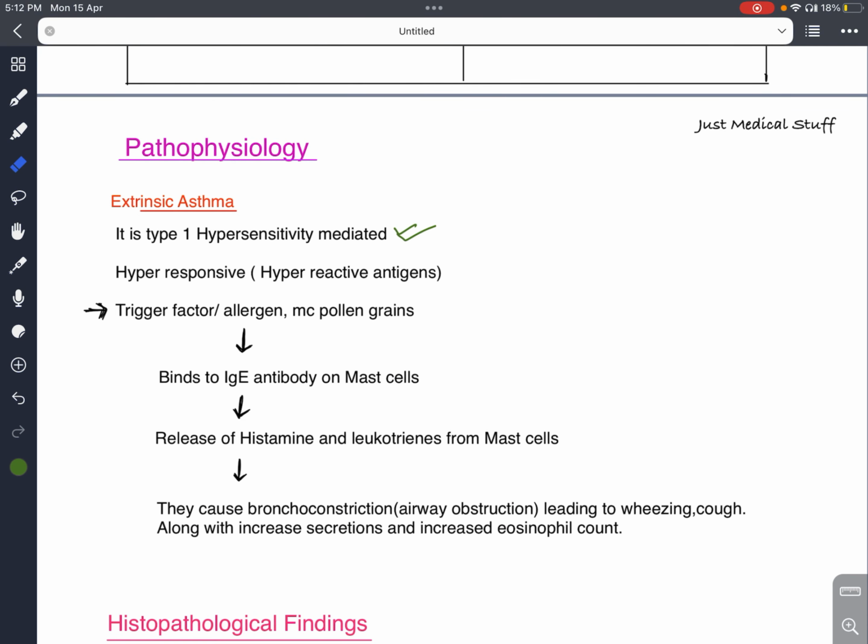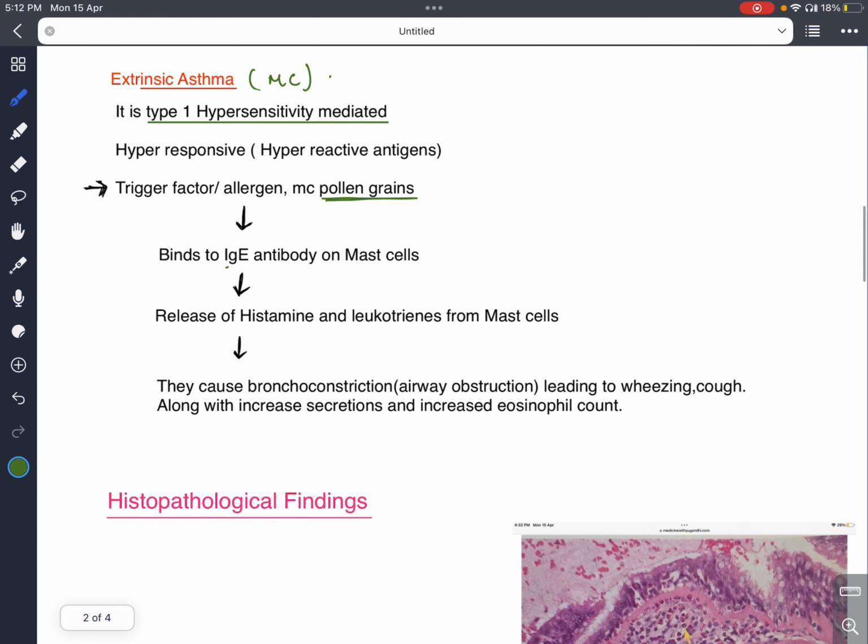Okay, so let's talk about the pathophysiology of asthma. We'll basically talk about extrinsic asthma because this is most common. So how is it basically caused? Asthma is a type 1 hypersensitivity reaction, caused due to hyperreactive antigens. So the most common allergen is pollen grains, which binds to the IgE antibody on the mast cells and causes the release of histamine and leukotrienes.